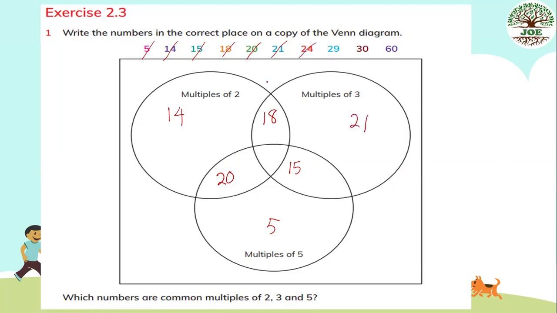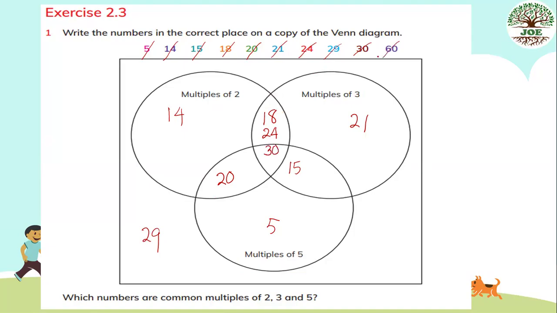24 is even, 2 and 3. Okay, 24 is here. And 29. 29 is a prime number, not a multiple of any of them. So 29 must be outside the circles. And 30, 30 is even, 2 and 3 and 5. So 30 must be here.